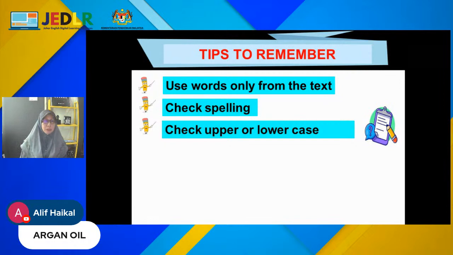Ali Haika, argan oil, I believe your question is referring to part 1, right? Part 1 is different because it is not part of the sentence. The safest way is just to follow the text. If it is stated in all capital letters, you may write argan oil. If not, you can still use a capital letter A and small letter r, as this is a proper noun. Okay, next.